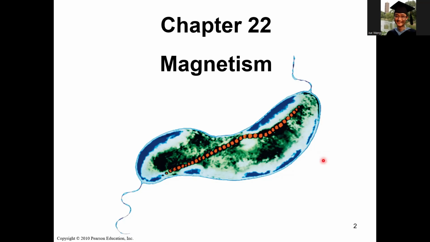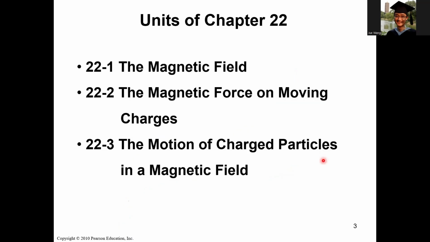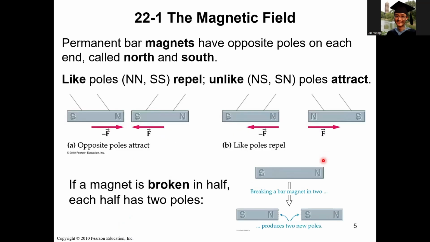Let's start by reviewing what we learned in the past 3 lectures. We learned a lot about the phenomena related to magnetism. First, we learned about the bar magnet. A bar magnet has a north pole and a south pole.